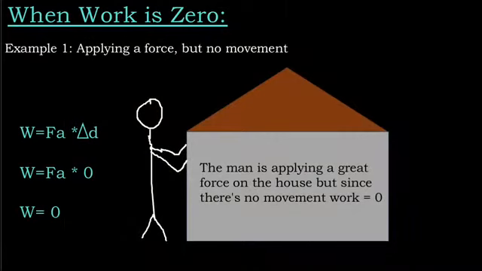Now that we know the basics of work, let's get into a little bit more detail. I'm going to be talking about three scenarios when work is 0. The first scenario is when you're applying a force, but there's no movement. As you can see in my picture, the man is applying a great force to move the house, but the house isn't moving anywhere. That makes work 0. Mathematically, I've also shown this: W = Fa × ΔD, but when ΔD is 0, W = Fa × 0, and work is then equal to 0.